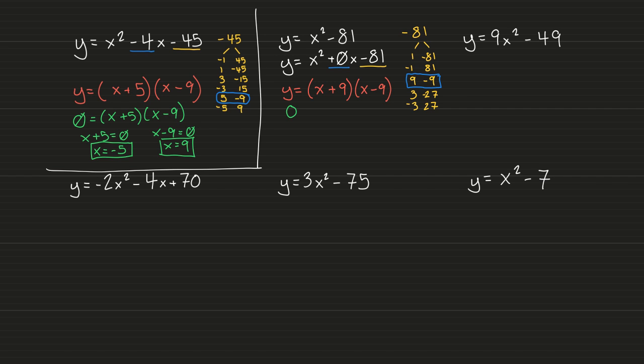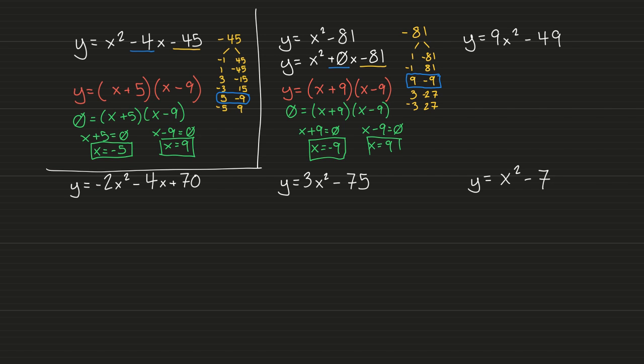Set it to 0, because we're finding our zeros. We're trying to find our x-intercepts, and that is where y is 0. And so x plus 9 or x minus 9 equals 0. And this is a pretty easy one because they jump out just like that.